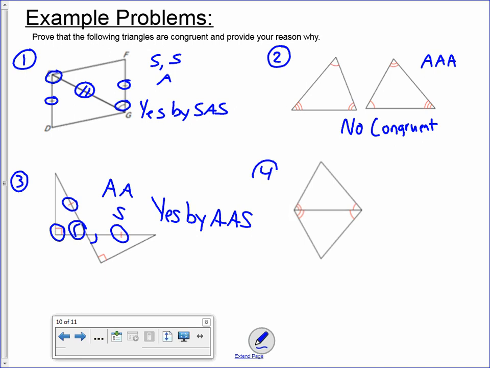In the fourth example right here, let's take a look. I notice right away we have a reflexive side, so I'm going to mark it congruent. There's nothing else that I can mark congruent, so let's look to see what's given to me. I notice that I have 2 sets of angles that are congruent, and a set of sides that are congruent. So I have 2 A's and an S. This could be AAS or it could be ASA. Well, I look, it goes angle, side, angle. So I can say, yes, these are congruent by ASA, angle, side, angle.